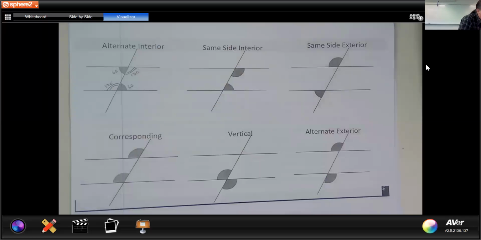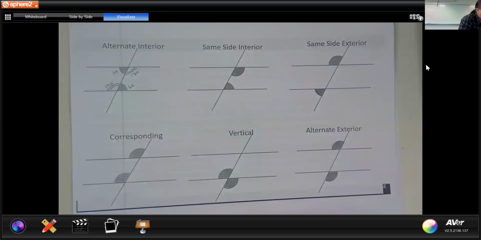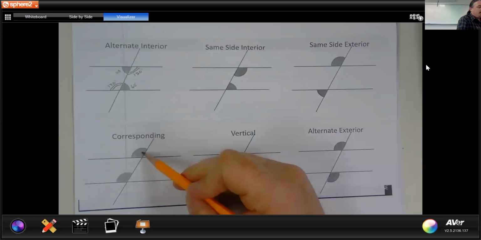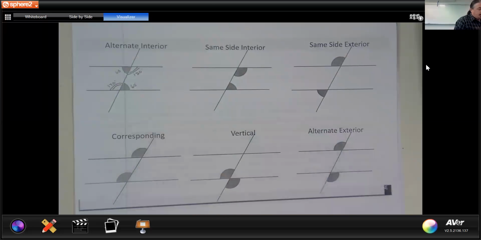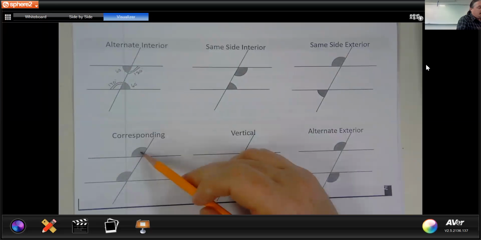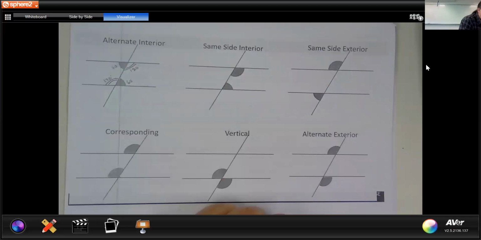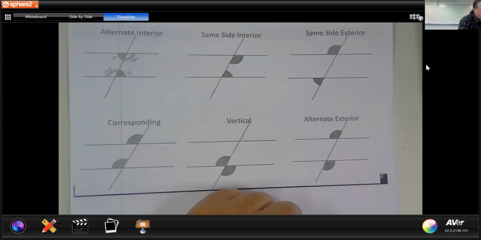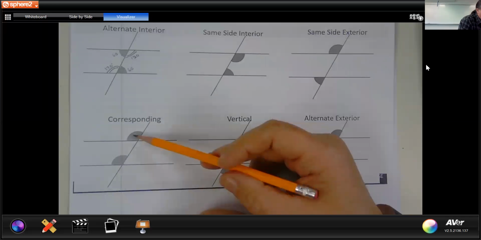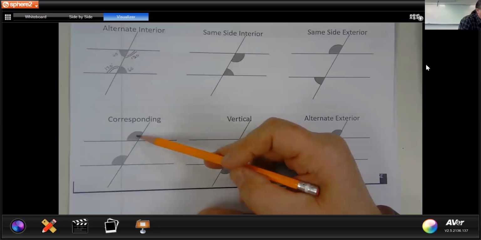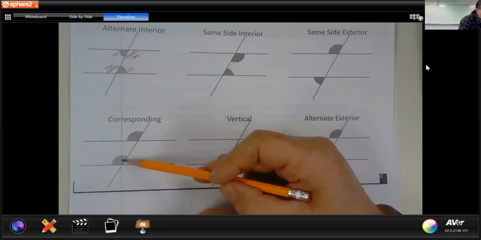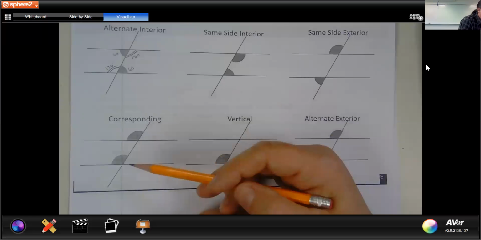Let's go on to our next angle, which is corresponding angles. In corresponding angles, you're always going to have one corresponding angle live outside of the parallel lines, and another one's going to live inside the parallel lines. These are difficult ones to spot. Most students really stumble on these, but I always look for a congruent angle that sits outside of the parallel lines and one that sits inside, and they're on the same side of the transversal.